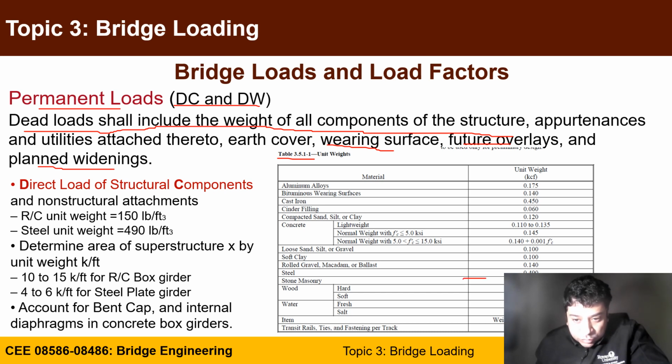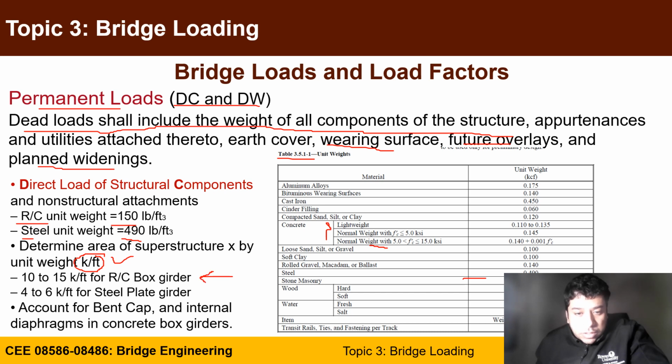Steel is 0.49 kip per cubic foot. Concrete ranges from 150 pounds per cubic foot to a little bit higher due to the compressive strength that can be obtained. So reinforced concrete is 150 pounds per cubic foot. Steel is 490. You will get your cross section, you multiply the unit weight times the area, and you get your distributed load in kip per foot.